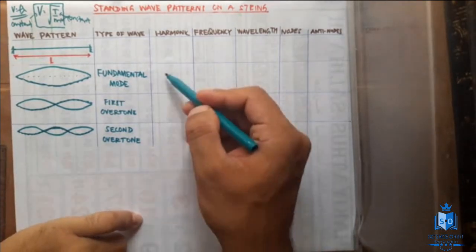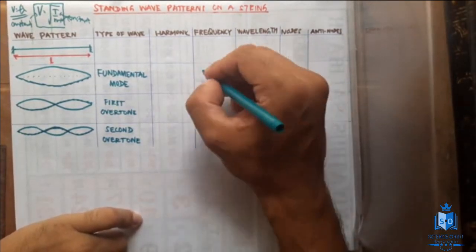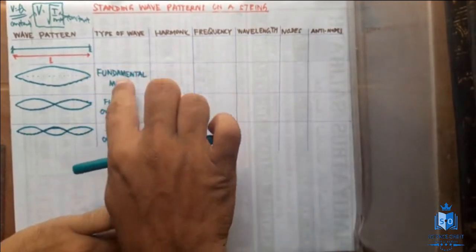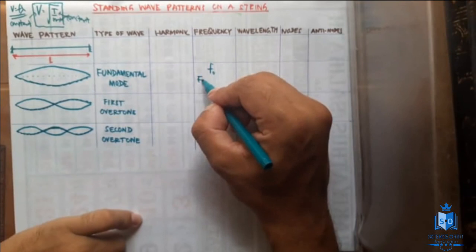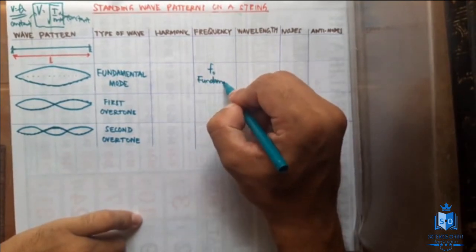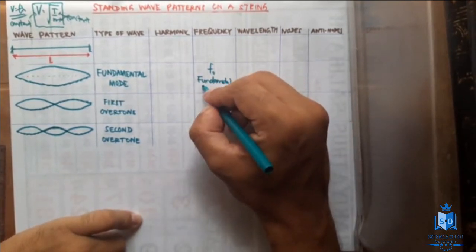And before I fill this column, I will fill this frequency. For frequency, we normally use for the first one, for the fundamental mode, the symbol F0, which is called fundamental frequency.